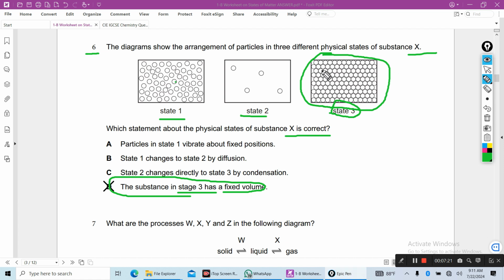Why is the other wrong? Particles in state 1 vibrate about fixed positions. No, this is liquid, there is space and they can move. This is wrong. And state 1 changes to solid by diffusion. Liquid goes to gas. No, not diffusion, this is evaporation. This is wrong, so D is the right answer.